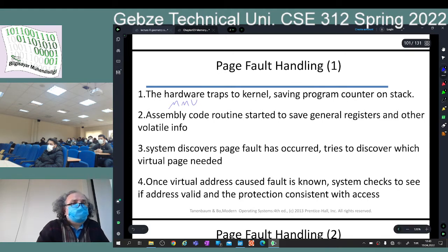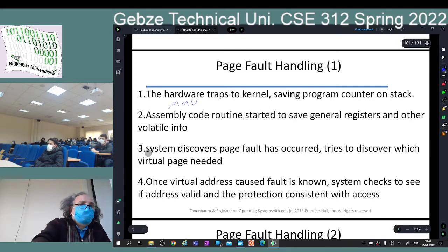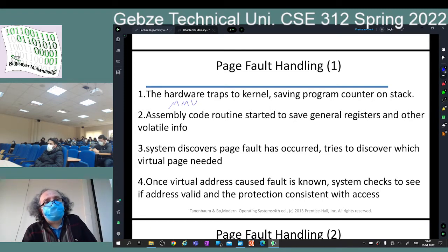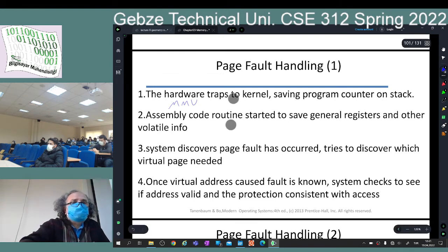And then the assembly code of the operating system starts running. It starts saving general registers, not all of them, just enough of them so that I can continue running operating system procedures. You don't want to save everything, because that's maybe a waste of time. Maybe the operating system will not use all of those registers. Then our operating system page fault handling procedure starts running after that. These are exactly the same steps that we have seen when we handled interrupts before.